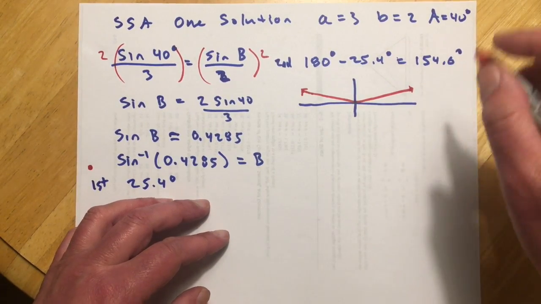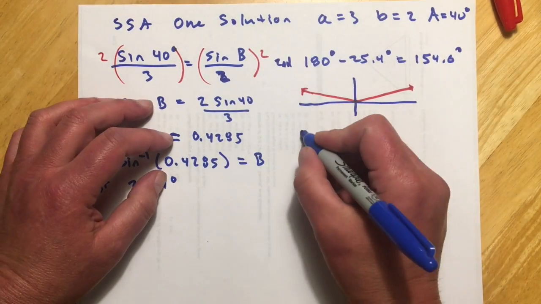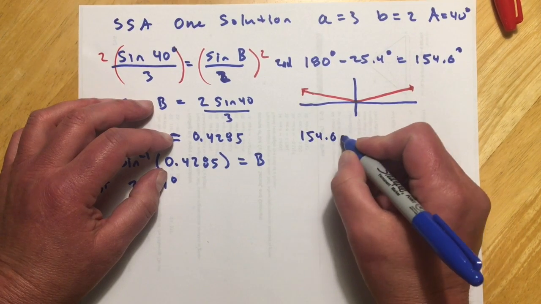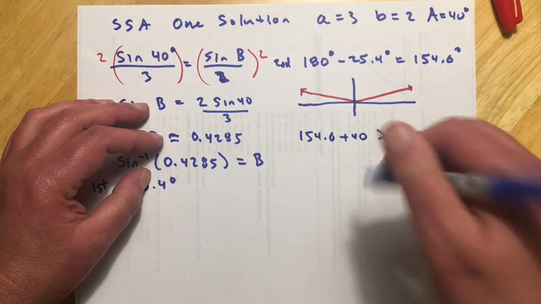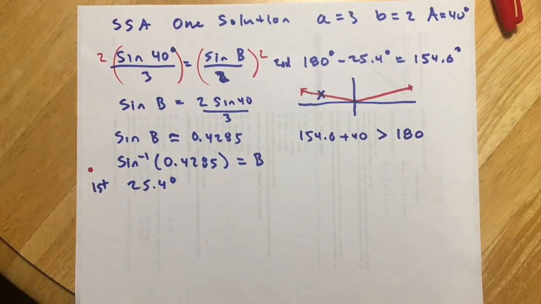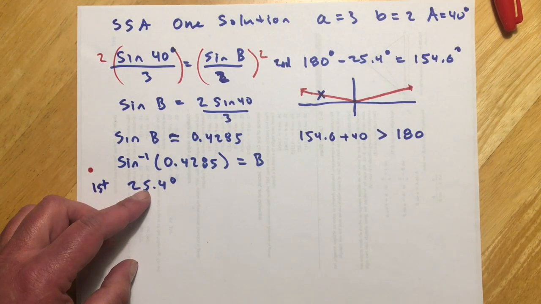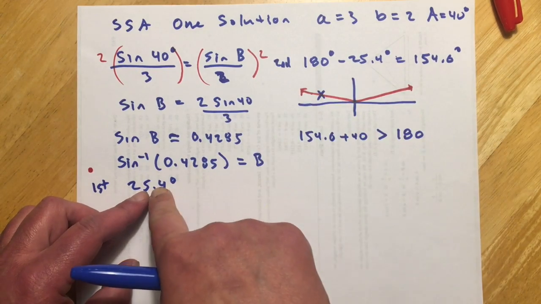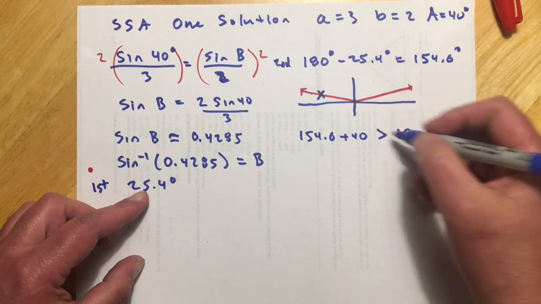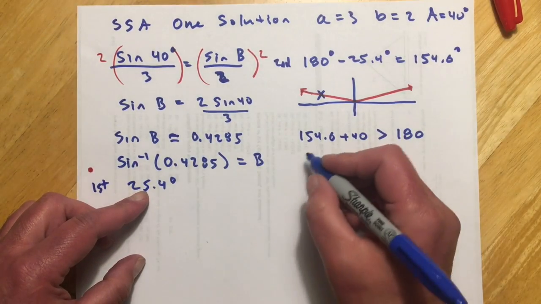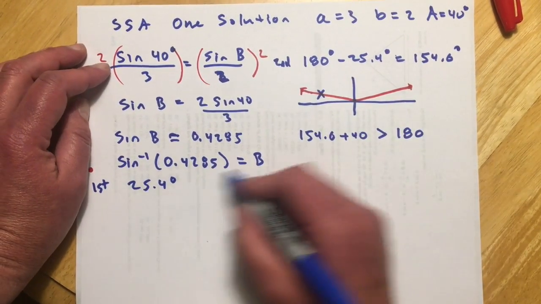If I go 180 minus 25.4, this angle right here would have to be 154.6. But the problem with that is I already have 40 degrees used up here. So 154.6 plus 40 is greater than 180 degrees, so this one isn't a possibility because I would still have to have a third angle. That means this is my only possible answer. So what we do is we take this, figure out where the second possible angle is, take it off of 180, and see if it works with the angle we already know. This one doesn't, so the second angle's out, and we just have this one.